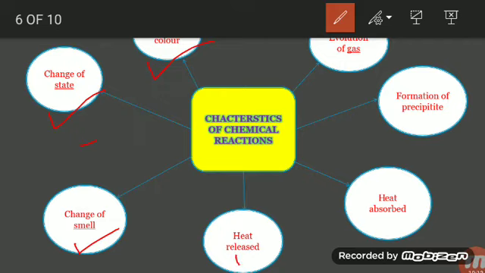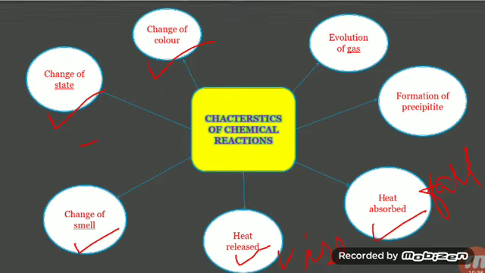And the next is heat is absorbed. The reactions in which heat is absorbed are called endothermic reactions, and an endothermic reaction causes fall in temperature. An exothermic reaction causes rise in temperature, and this causes fall in temperature. So heat is absorbed in endothermic reaction and heat is released in exothermic reaction.